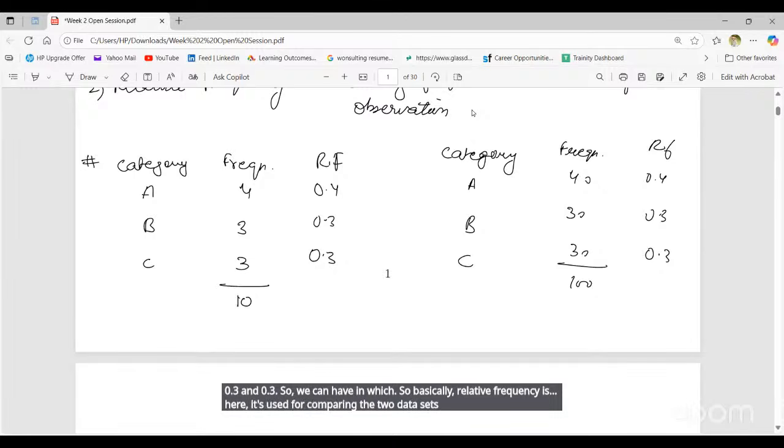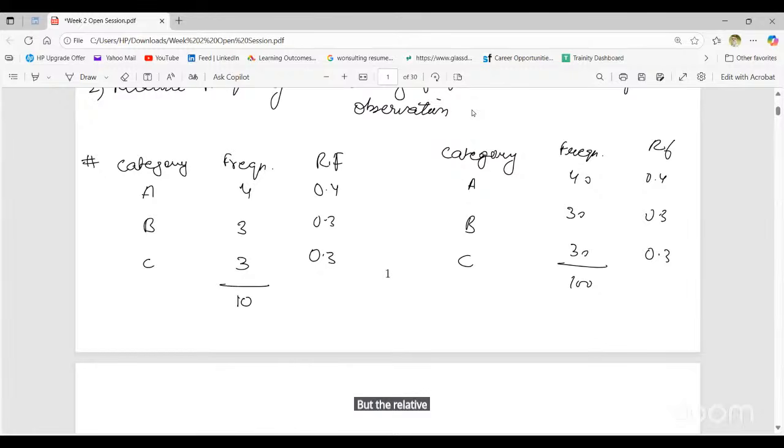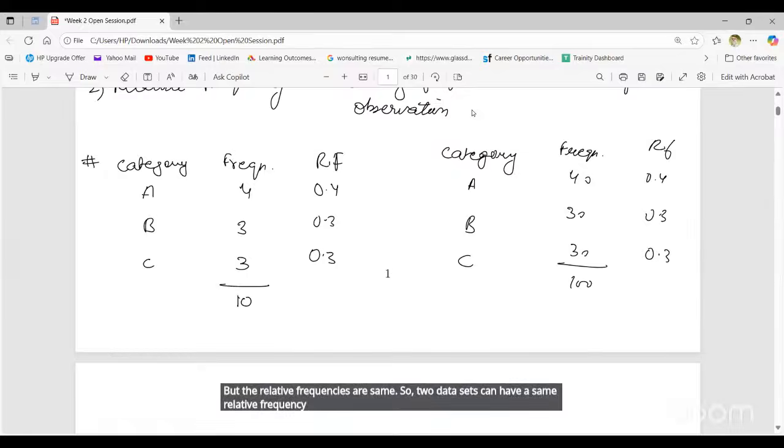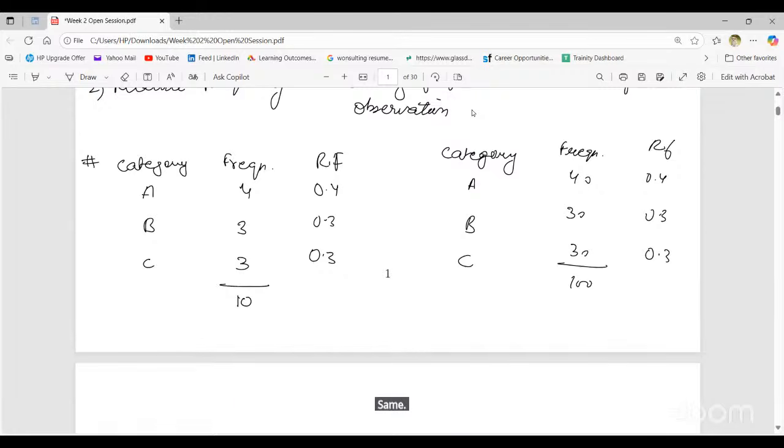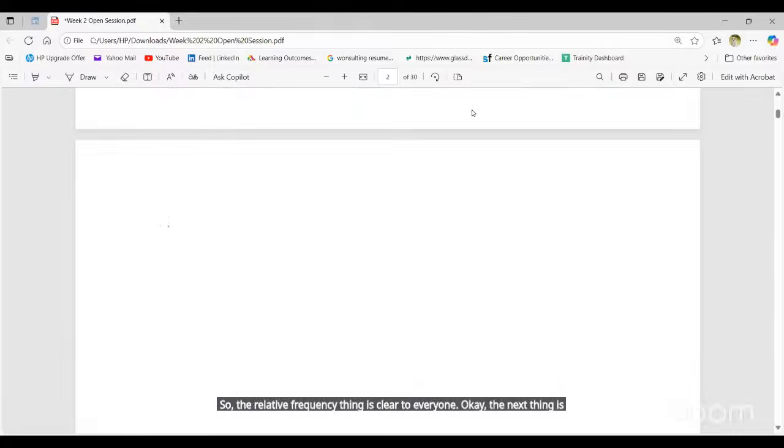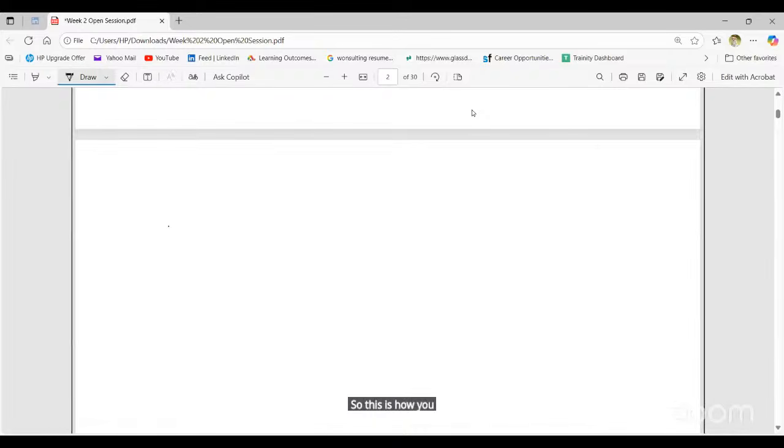So we can have a situation in which I have different tables, with different frequencies, but the relative frequencies are the same. So two data sets can have the same relative frequency, but it is not necessary that the frequencies will be the same. Fine. Is it clear? Yes, ma'am. So the relative frequency thing is clear to everyone. The next thing is, this is how you describe a categorical variable.